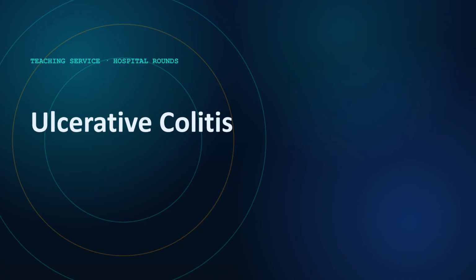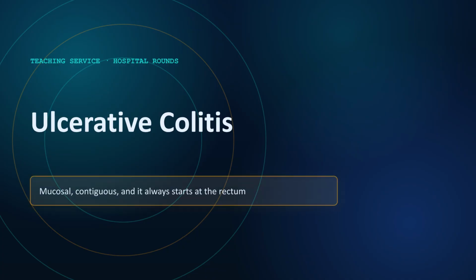There are three words that carry this entire topic: mucosal, contiguous, and rectum. Ulcerative colitis inflames only the mucosa. It spreads continuously without skipping, and it always begins at the rectum. Hold on to those three, and most of what follows will make sense on its own.